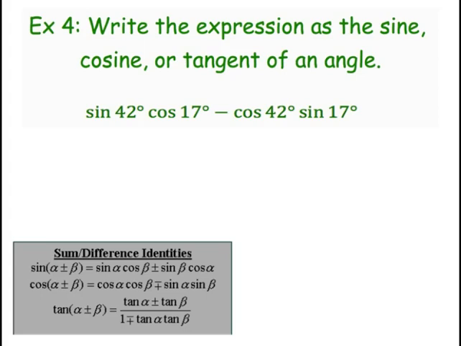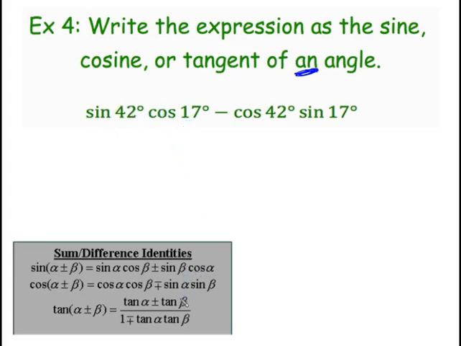Write the expression as the sine, cosine, or tangent of an angle. Okay, so of an angle means a single angle. Take a look at what we have here. This is kind of like what the identities look like, where we're taking sine or cosine, multiplying them together, either adding or subtracting them in the end. So if we take a look at what this statement looks like, let's compare it to one of our identities. Notice how we're specifically taking a sine angle and multiplying it by a cosine angle.